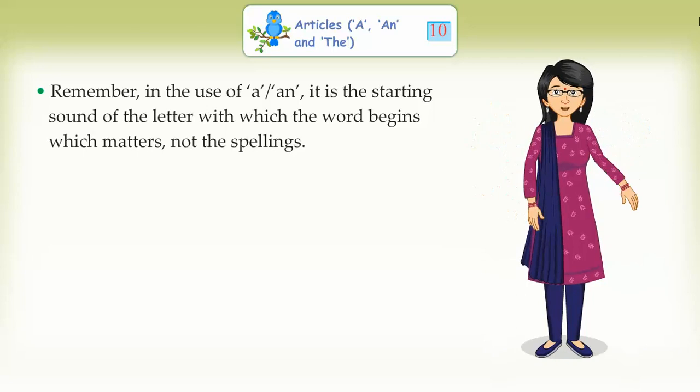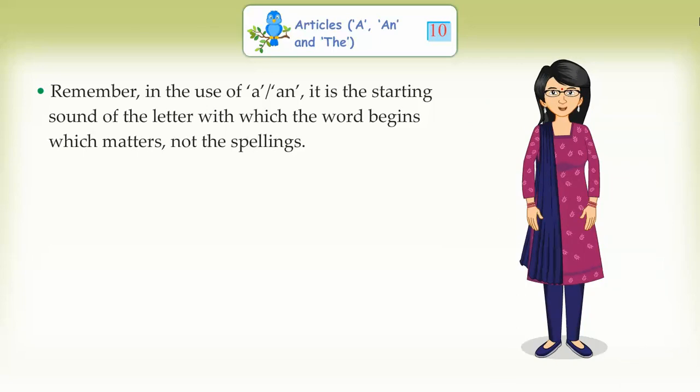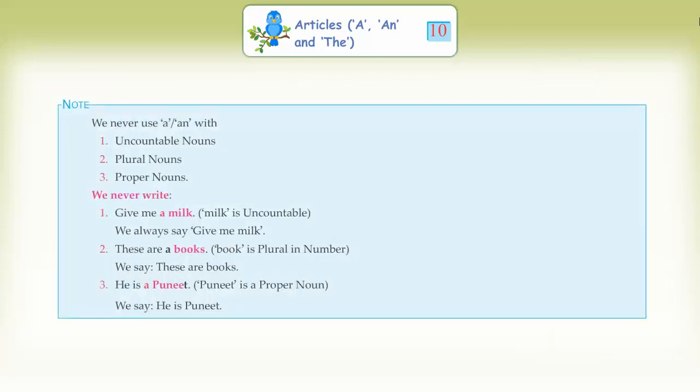Remember, in the use of a and an, it is the starting sound of the letter with which the word begins which matters, not the spelling. Note: we never use a and an with uncountable nouns, plural nouns, or proper nouns. We never write, give me your milk. We always say, give me milk. There are books. We say, these are books. He is a Puneet. We say, he is Puneet.